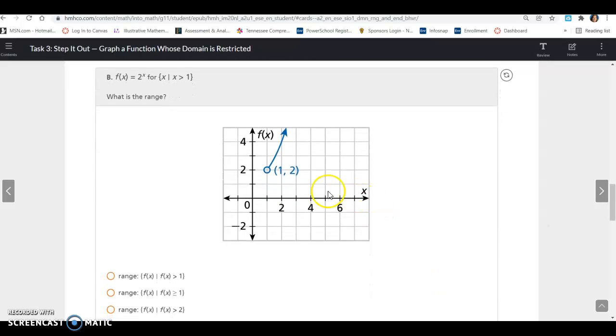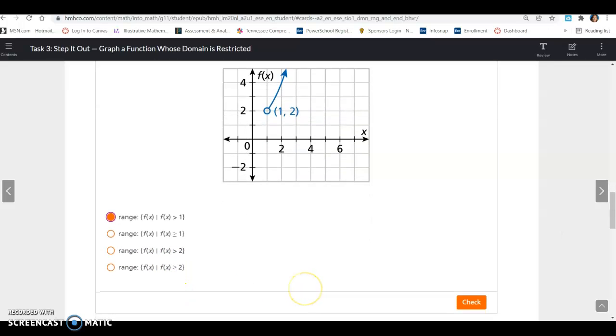Alright, f of x equals 2 to the x power for all x such that x is greater than 1. Okay, so this time it's not greater than or equal to, it's just greater than. And they represent that by having an open circle here. So this graph starts at 1, 2, where 1 is not included in the domain or the range. Okay, so it's not included here for the domain. And when we come down here, we need to make sure that it's not included for the range either. The only difference in the first two is whether that point is included or not.